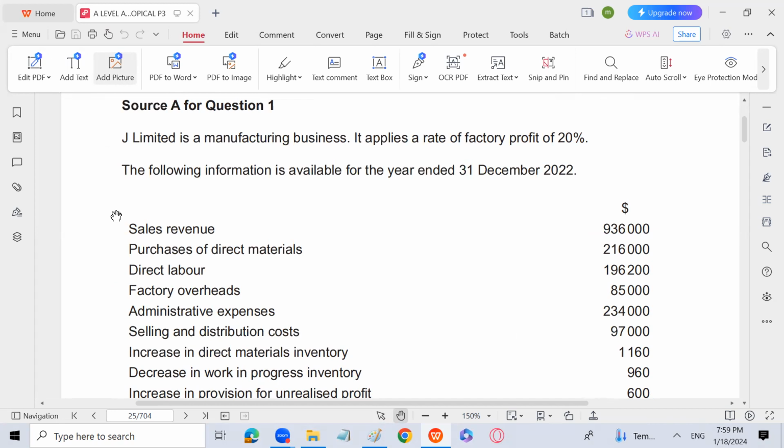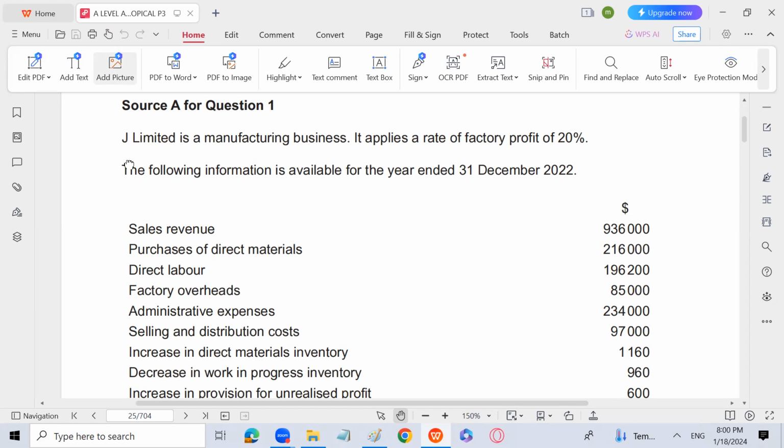So J Limited is a manufacturing business. It applies a rate of factory profit of 20%. So the factory profit is 20%. It means that markup is 20%. If I want to convert it into margin, then it will become 20 over 120. Because if something is given out at transfer price or at selling price, then we have no other choice but to convert our markup into margin, which is 20 over 120.